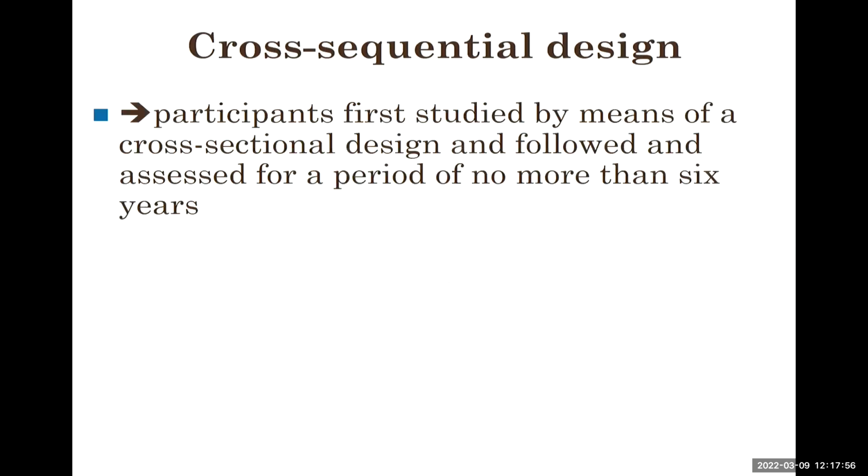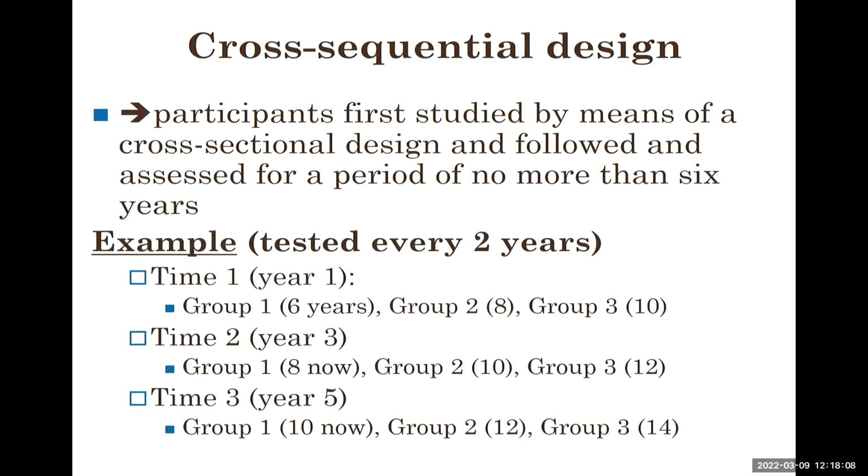Finally, we have a cross-sequential design. And here you start with cross-sectional, okay? So you have different groups of different people, and then you follow them for up to 6 years. So for example, in year 1, you test a group of 6-year-olds, a group of 8-year-olds, a group of 10-year-olds. 2 years later, you test them at 8, 10, and 12. And 2 years later, you test them at 10, 12, and 14. And you're actually getting a broader age range here because you get 14-year-olds. To some extent, you're measuring the same people over time, but you're also measuring different people.